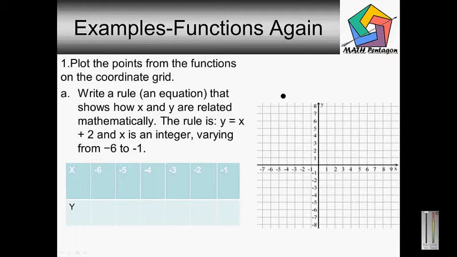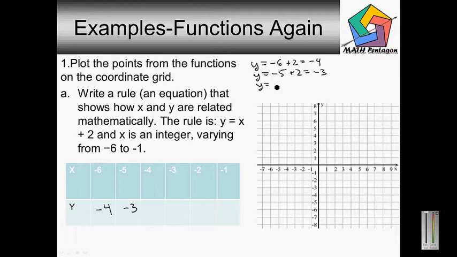So let's write out the equation. We have y equals, so our negative 6 would be our x, plus 2. So negative 6 plus 2 equals negative 4. So our y would be negative 4. Okay, let's go to the next set. y equals negative 5 plus 2 equals negative 3. So our y would be negative 3. Okay, let's go to the next set.